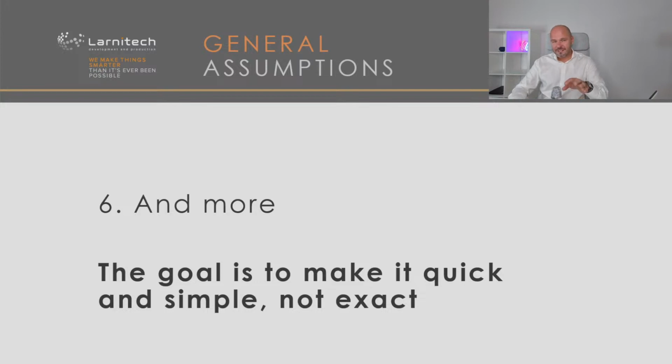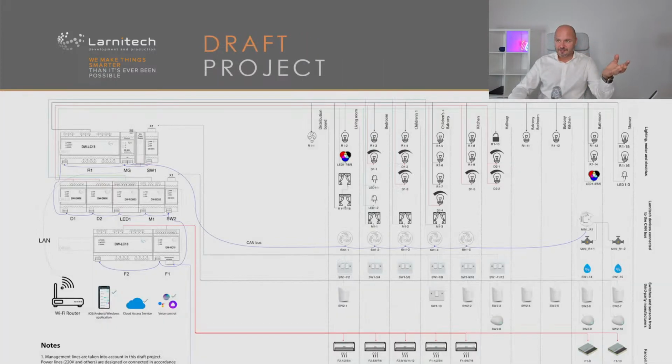So after this quick calculation is done, you can ask us to make this draft project. So this draft project is also done based on these assumptions. So we have a draft project, and then you understand in each room what is connected and what is happening, how many channels you need. You see here R17, it means that it goes to R1 relay 7, channel number 7.